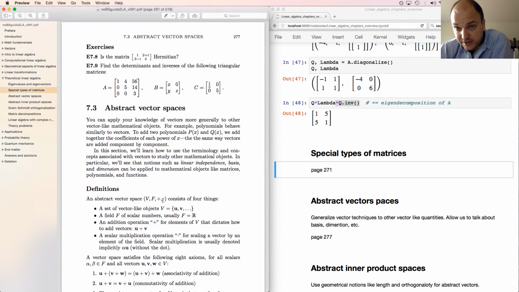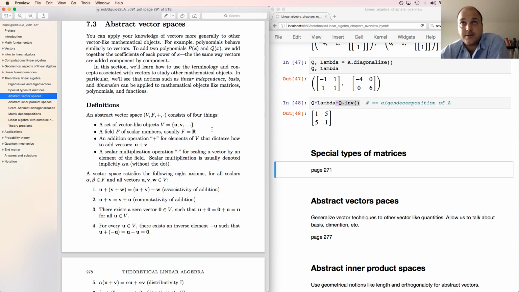All right, so we're almost done now. The abstract vector spaces. So up until now, when I said a vector, you could imagine a little arrow, the geometrical intuition. But it turns out there's a lot of other math objects, like polynomials, functions, that behave like vectors.